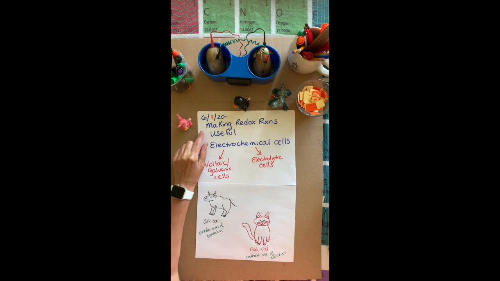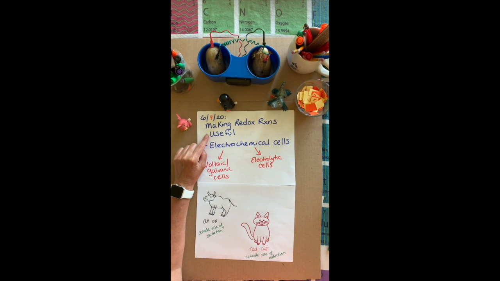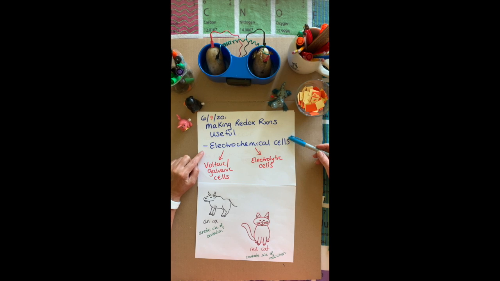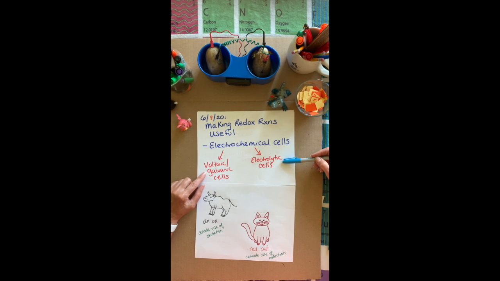Hello, everybody. Today is June 9th, and we are going to continue our discussion on making redox reactions useful. The last lesson focused on one type of electrochemical cell, and that is the voltaic or galvanic cell. Today, we are focusing on electrolytic cells.